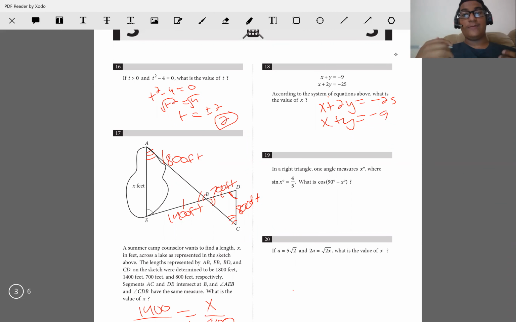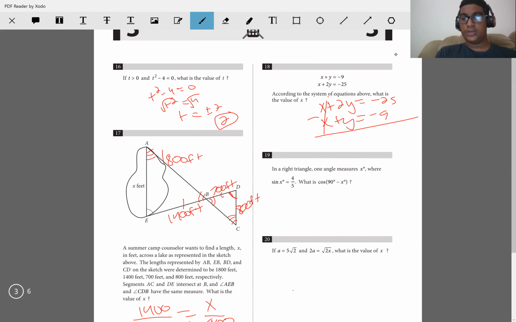However, if you want to be as fast as possible, you would just solve for x this way. But I'm just going to solve for y for now, because it's easier to cross off the x right this way. Subtract both equations, you get y equals negative 16. So if y equals negative 16, x plus negative 16 equals negative 9. That means x equals 7.